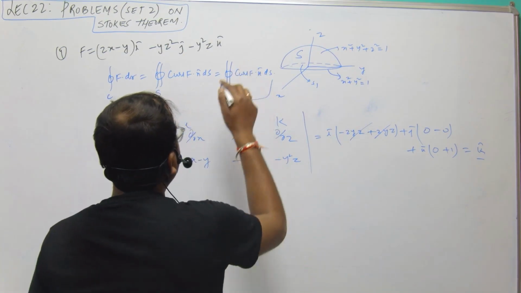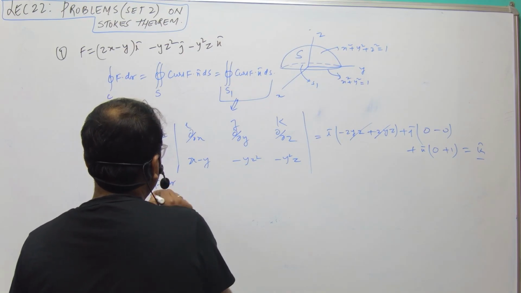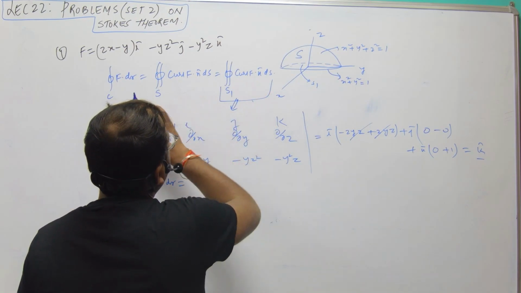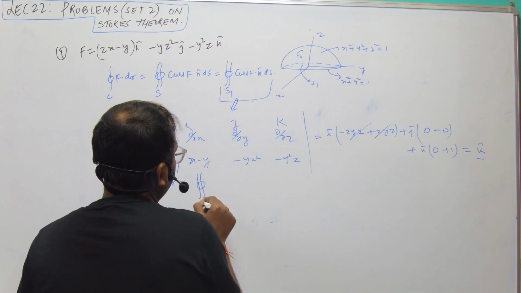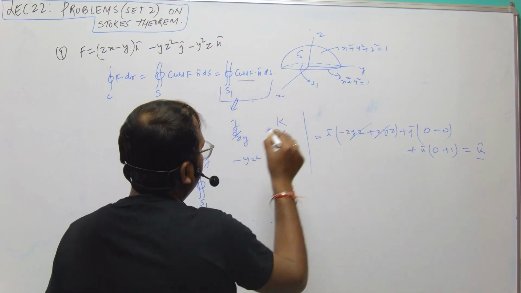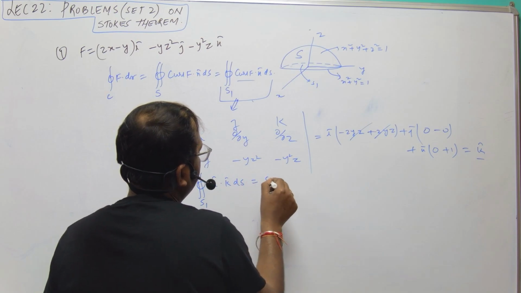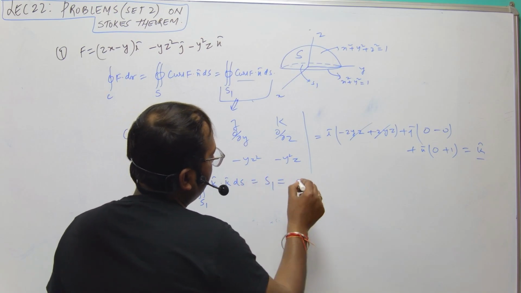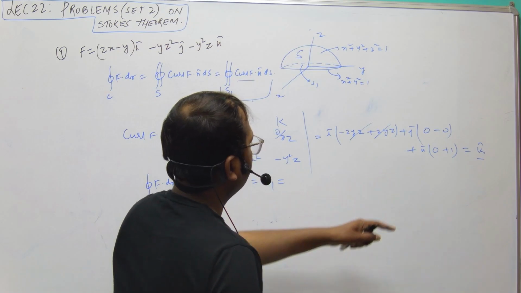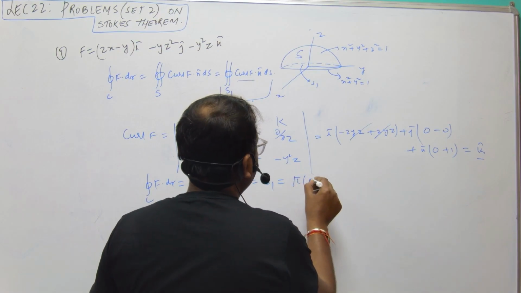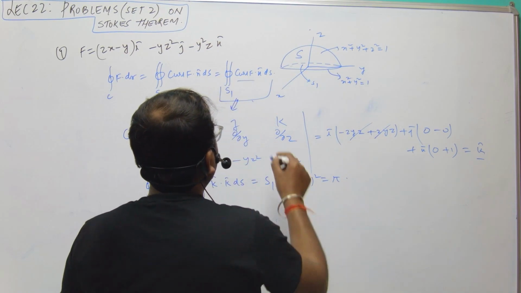Let us find the value of this one. So we have f dot dr along the curve C equal to the surface integral of curl of f dot k cap into ds along the surface S1. Let us place the value of curl of f. Curl of f is k cap, so k cap dot k cap into ds. So this is equal to the area of S1, and S1 is pi times radius square. Radius is 1, so this is equal to pi. Okay, so the value of this one is pi.